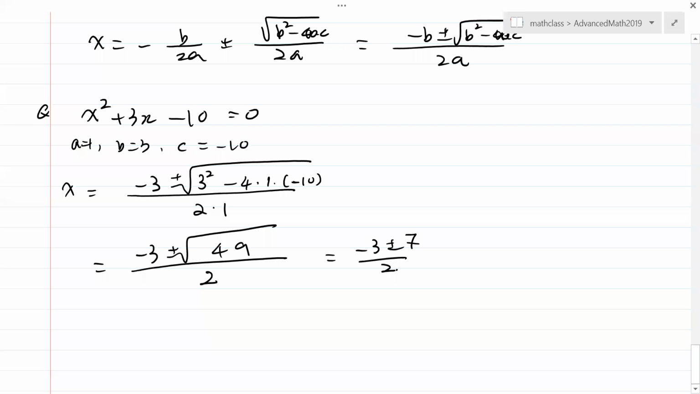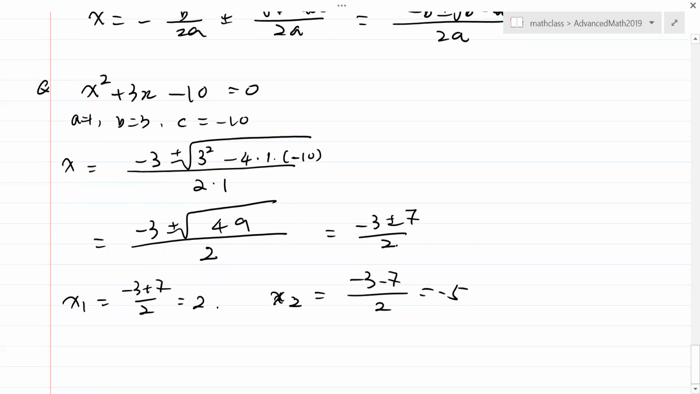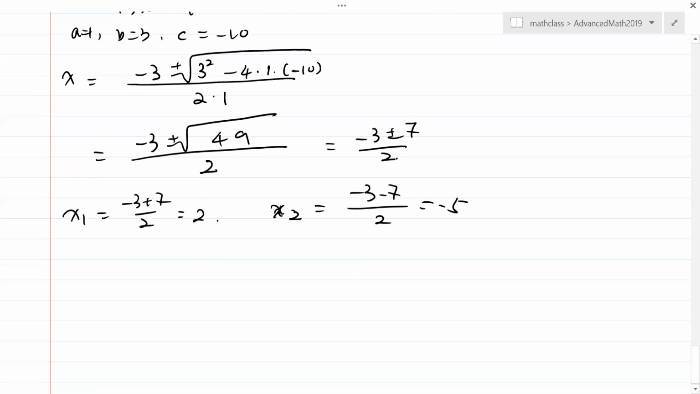Okay, so you got two solutions. It again looks like a fraction, but actually you end up with an integer. The first solution, choose the positive sign. Negative 3 plus 7 over 2. 4 over 2, it's 2 actually. The second one, negative 3 minus 7 over 2, which is negative 5. So you get two solutions, 2 and negative 5. Okay? So it's a very powerful tool, the quadratic formula. You can always use the quadratic formula to solve the equation.